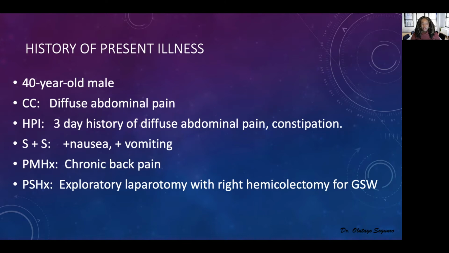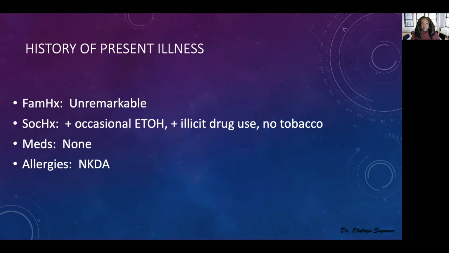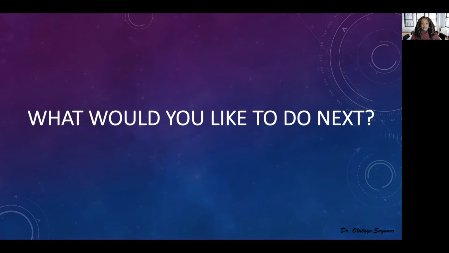His past surgical history is significant for an exploratory laparotomy with a right hemicolectomy for a gunshot wound to the abdomen 10 years ago. His family history is unremarkable. His social history is positive for occasional alcohol use, positive for illicit drug use, but negative for tobacco use. He is not on any medications, and he has no known drug allergies. What would you like to do next?